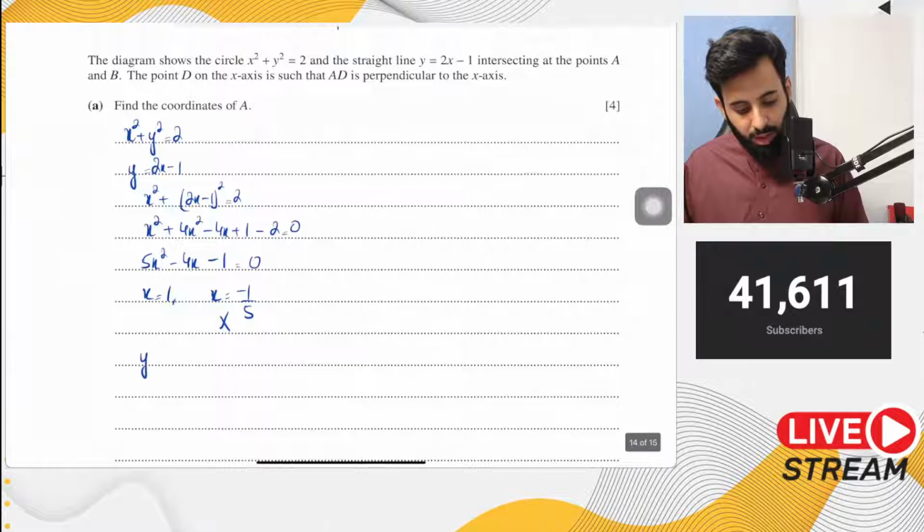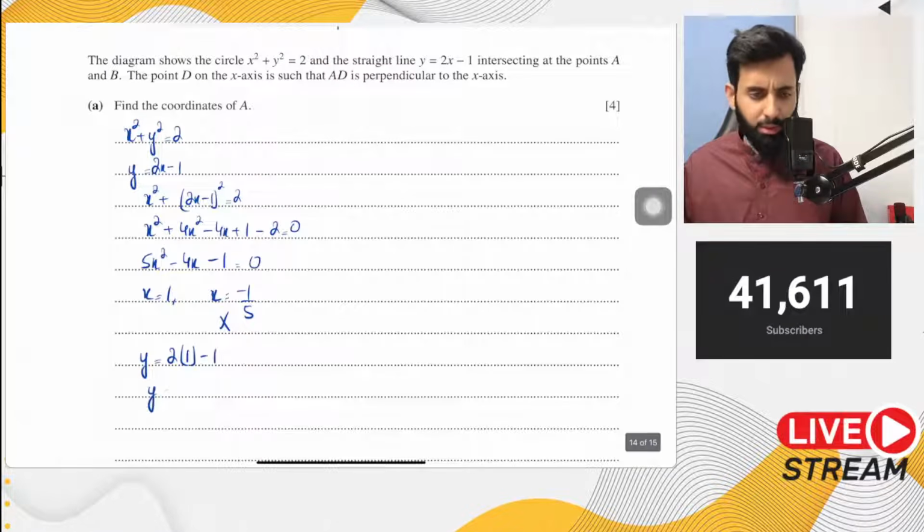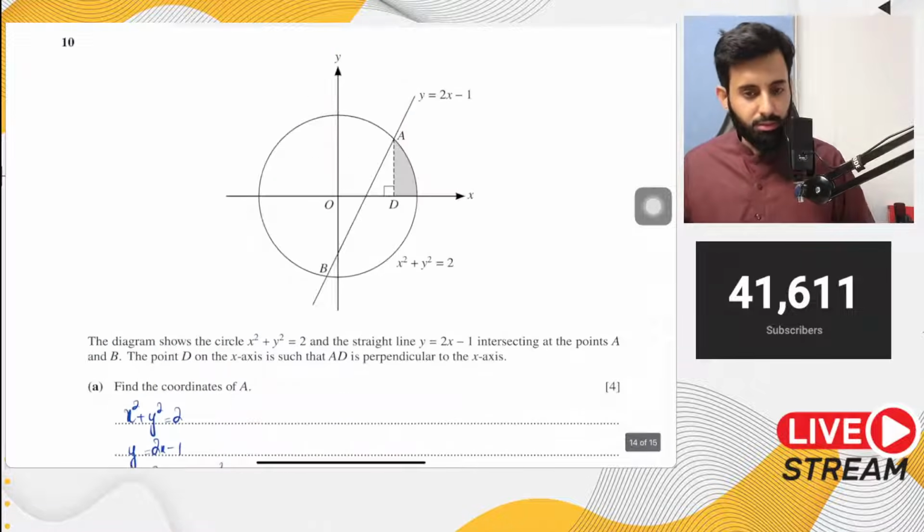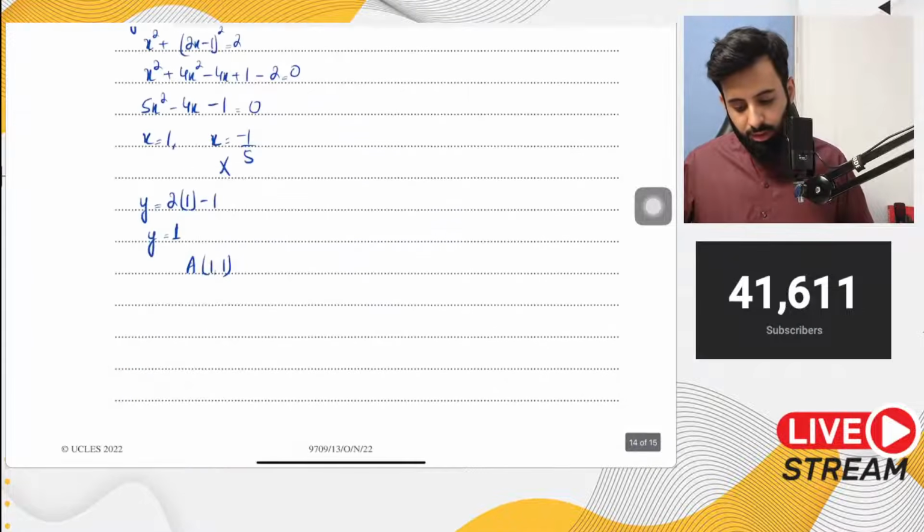Now in order to find out the value of y, you plug it in the equation of the straight line, although you can do it in the equation of the circle as well. Okay, but this one's easier. So now you have the coordinates of A, (1, 1). And you get 4 marks for this. Wow, that's brilliant. Okay, so there you go. We have the coordinates of A.